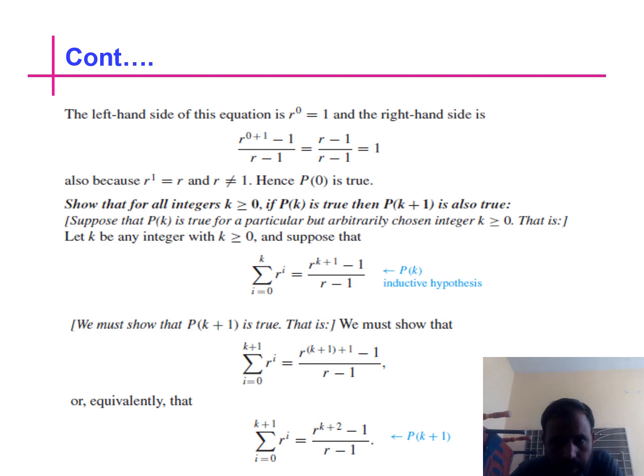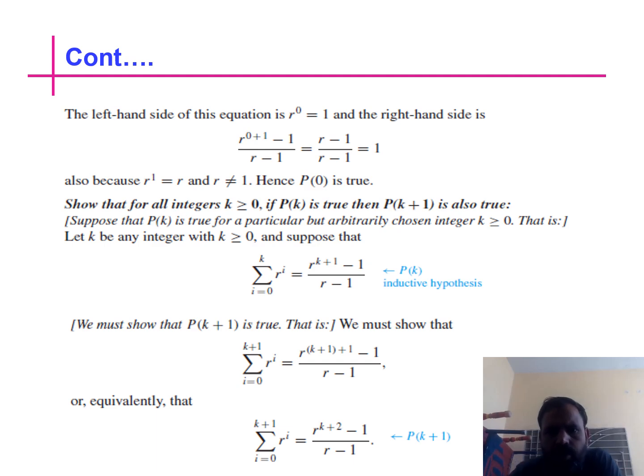Suppose that P(k) is true for a particular but arbitrarily chosen integer k greater than or equal to 0. That is, let k be an integer with k greater than or equal to 0, and suppose that the summation of r^i, with i varying from 0 to k, is equal to (r^(k+1) - 1)/(r - 1). We must show that P(k+1) is true.